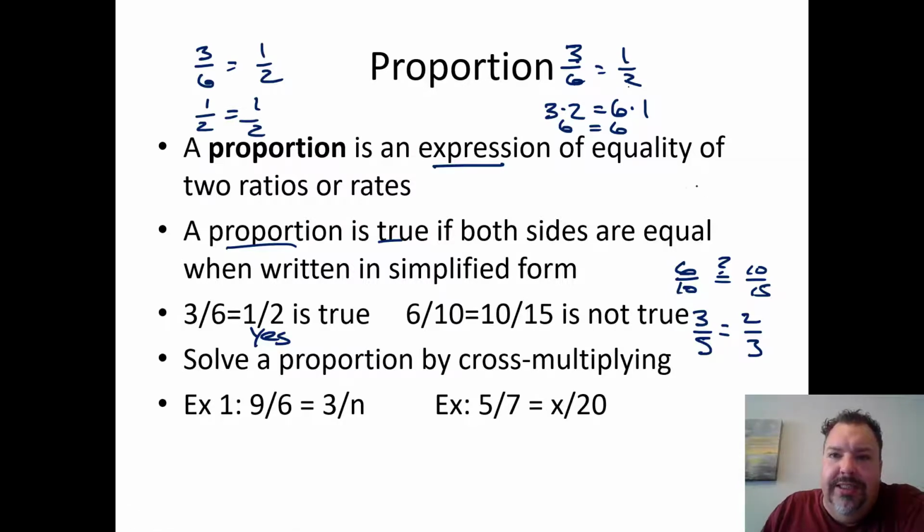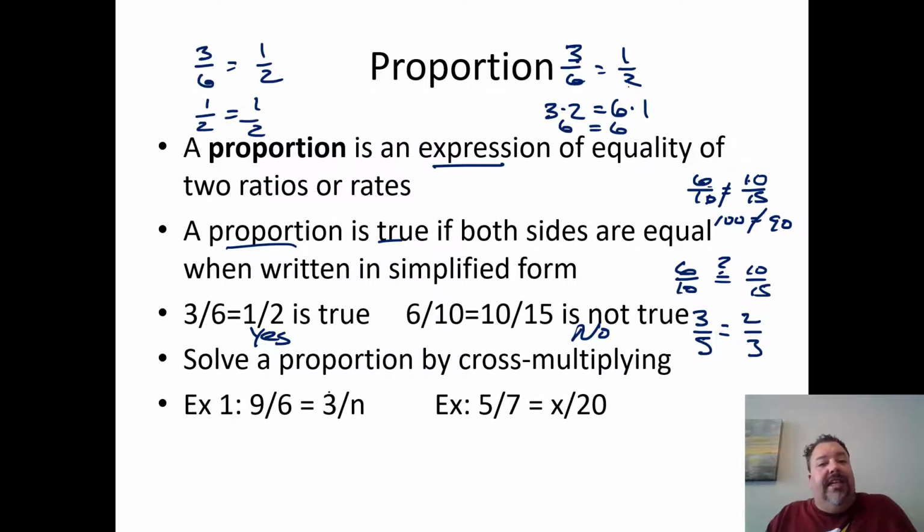Another way we could do it, again, is by cross multiplying. So if we have 6 over 10, and we want to see if that's equal to 10 over 15, we can do 10 times 10, and that gives us 100. 6 times 15, though, that's not 100. That comes out to 90. So 100 is not equal to 90. So 6/10 is not the same as 10 over 15. So this one is not a true proportion.